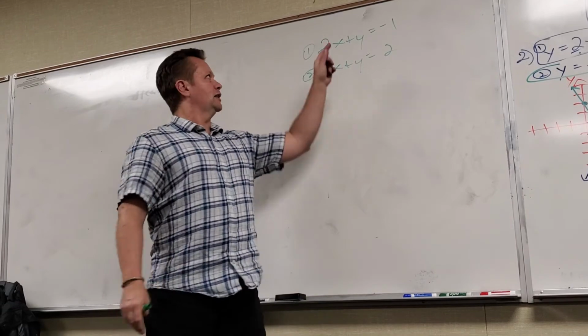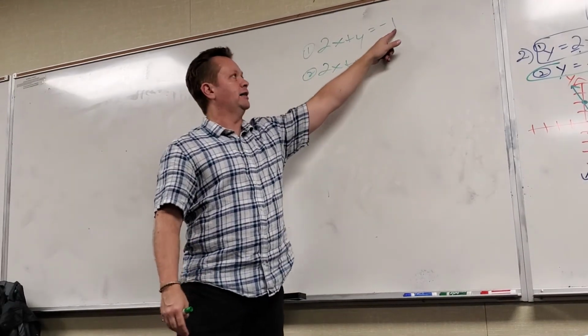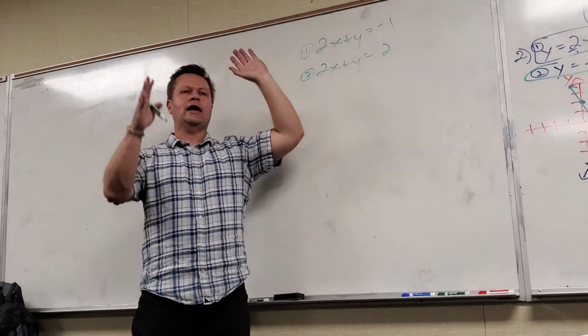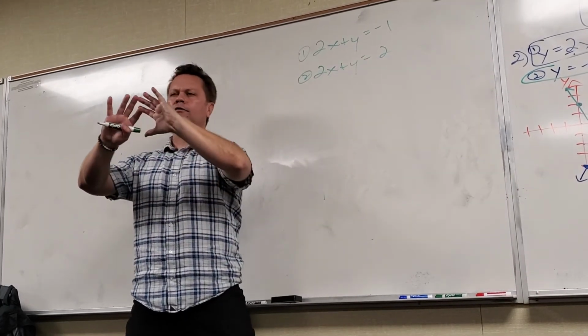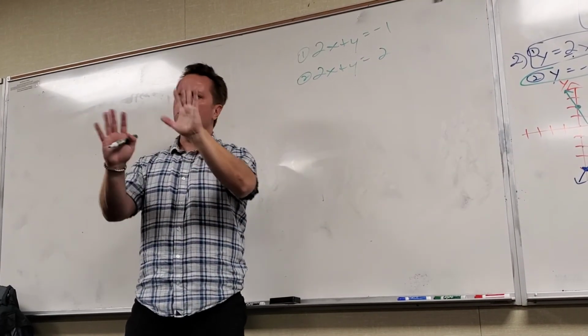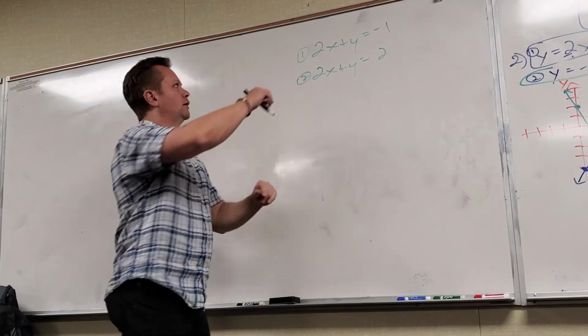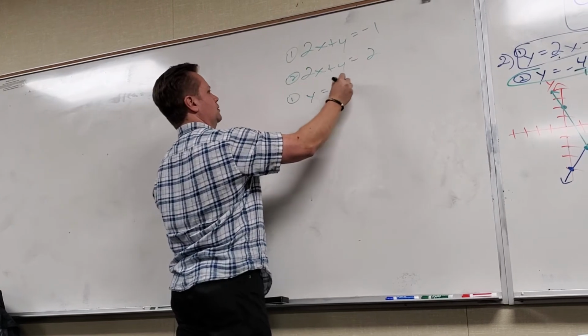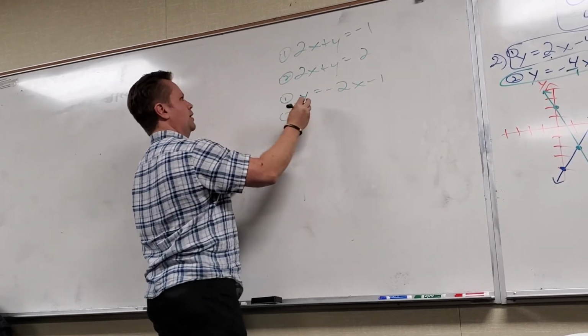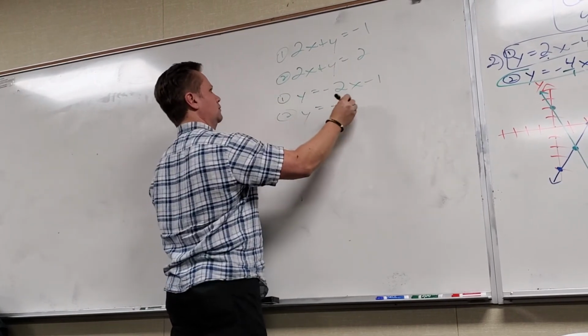If I take a number 2x and add it to y and I get -1, how can it also add up to be 2? Do you guys see that? Do you have to see that at the beginning to know something's weird? No. So let's pretend like we didn't see that. So if I do number 1 and solve for y, subtract 2x. And number 2, I subtract 2x.